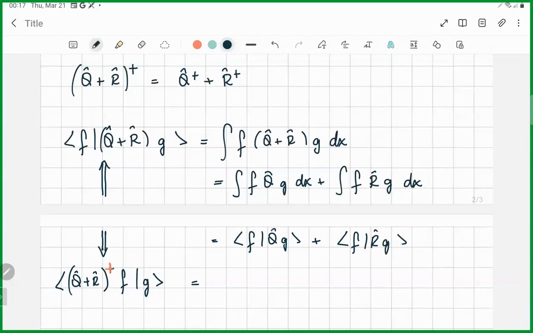If I bring Q to the front, if I bring R to the front, what do we get? We have Q Hermitian conjugate, F, and G. And we have R Hermitian conjugate, F, and G. So you see what we were talking about before.